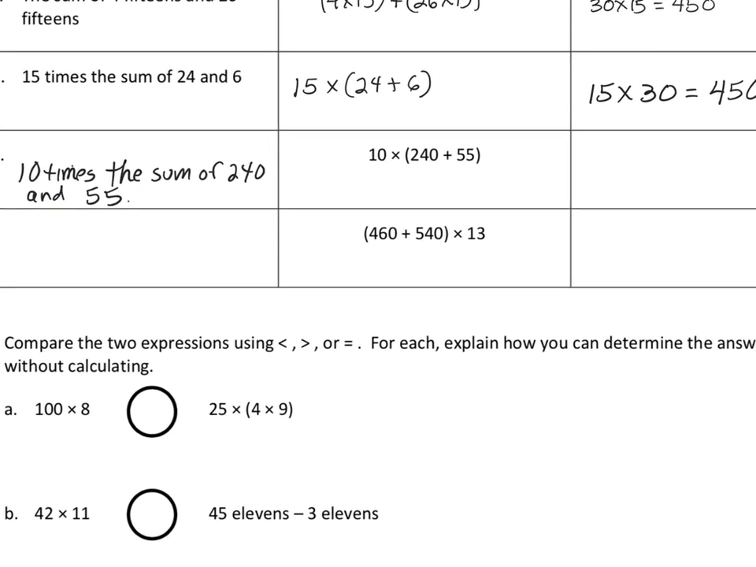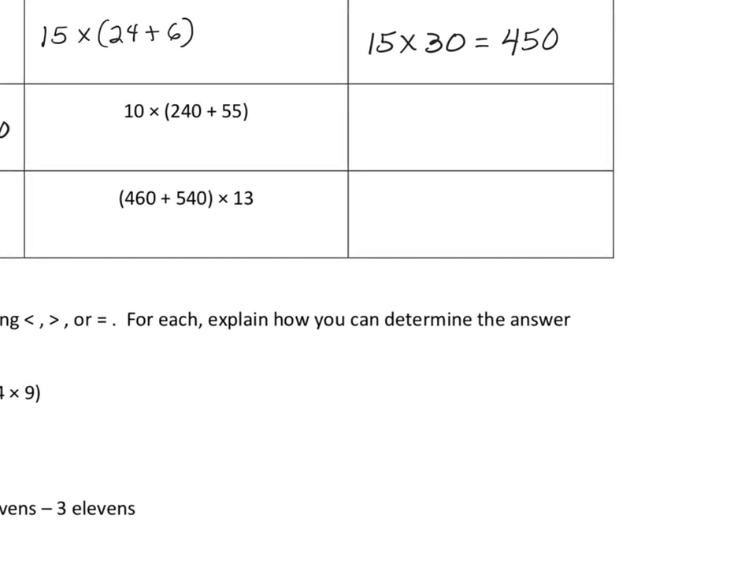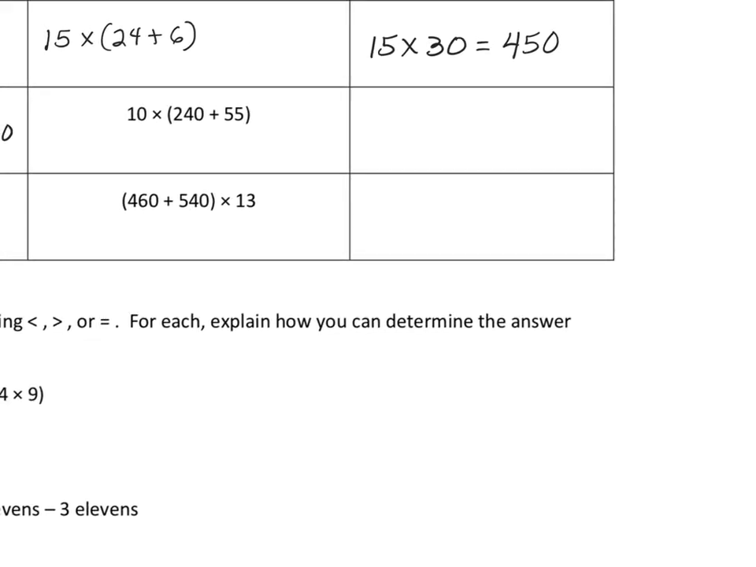Now we just need to evaluate the expression. 240 plus 55 is equal to 295. And we're multiplying that by 10, which is equal to 2,950. Let's look at the next problem.